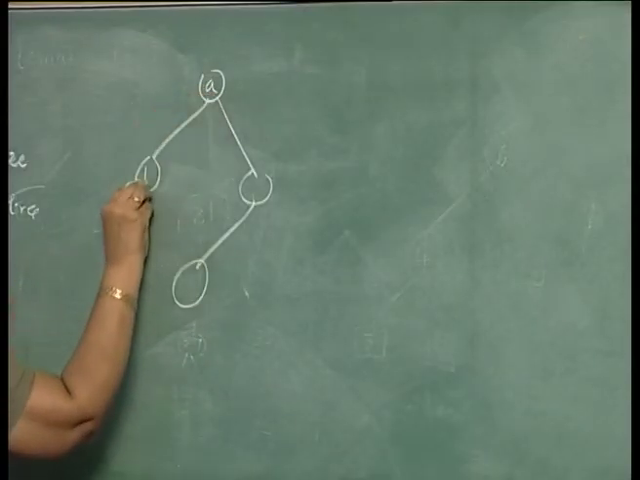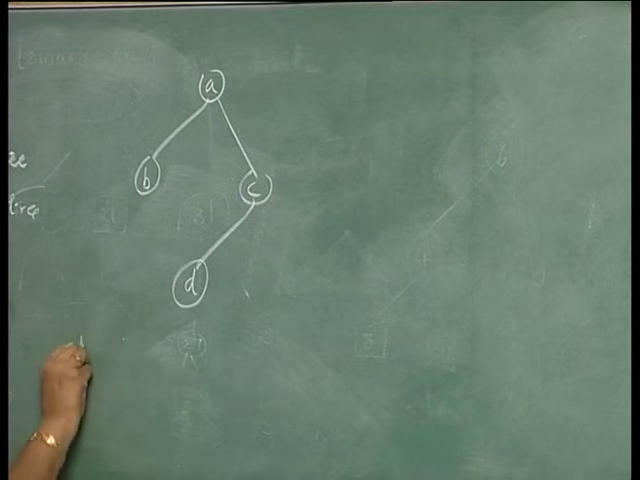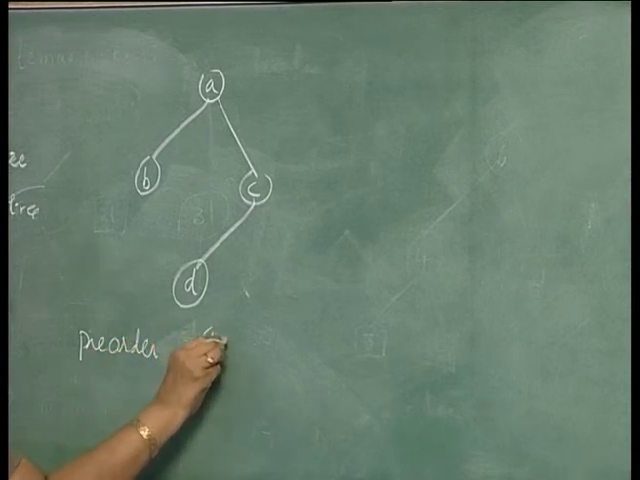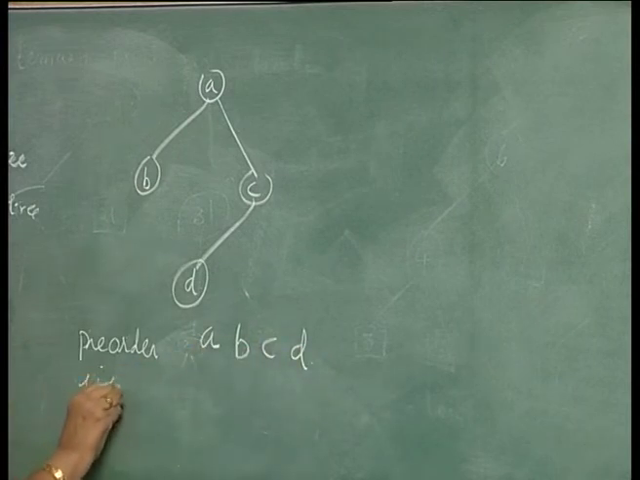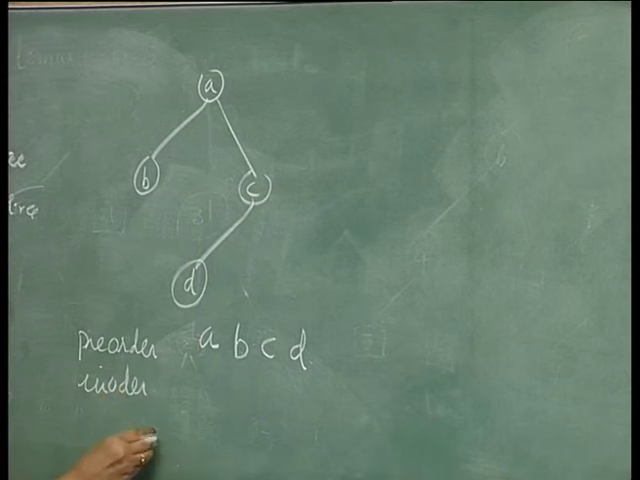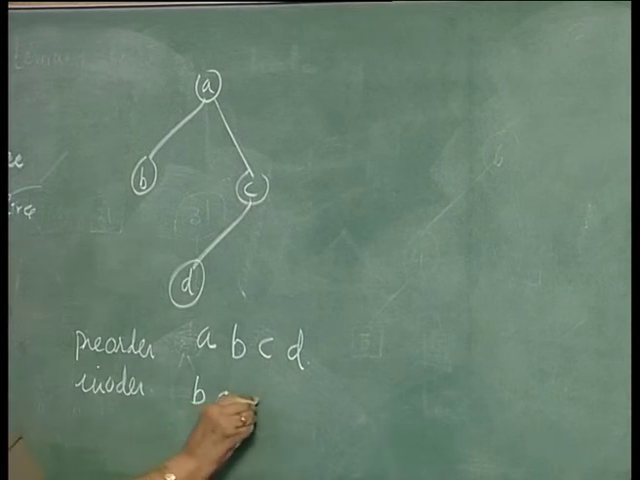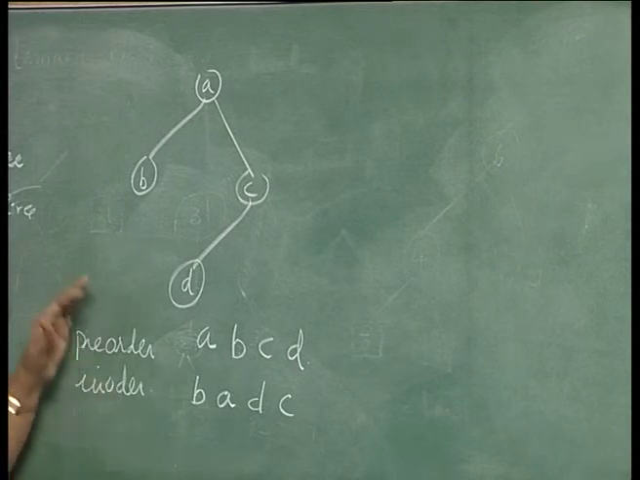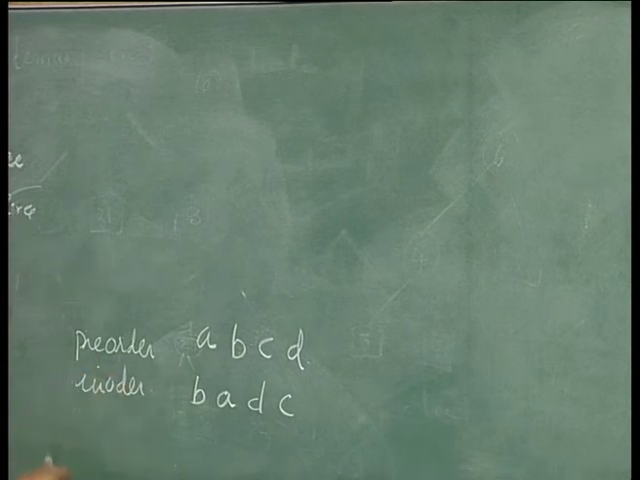A, B, C, D. The pre-order here will be A, B, C, D. In order will be B, A, D, C. From this you can construct the tree in a unique manner. How can you do that? Suppose I do not have this, I do not have this. How can you construct the tree?